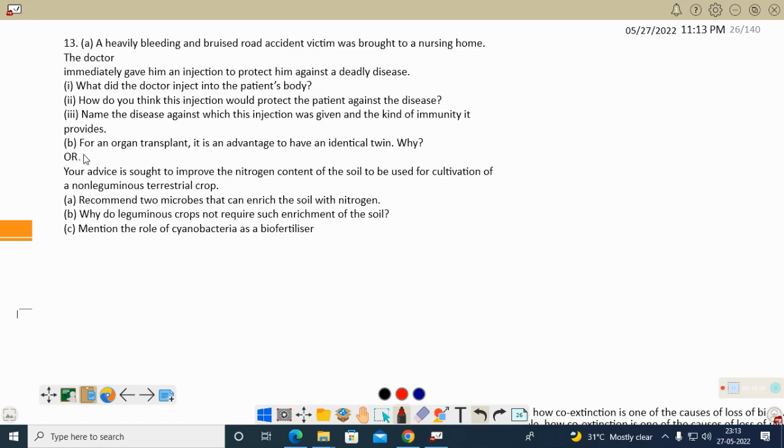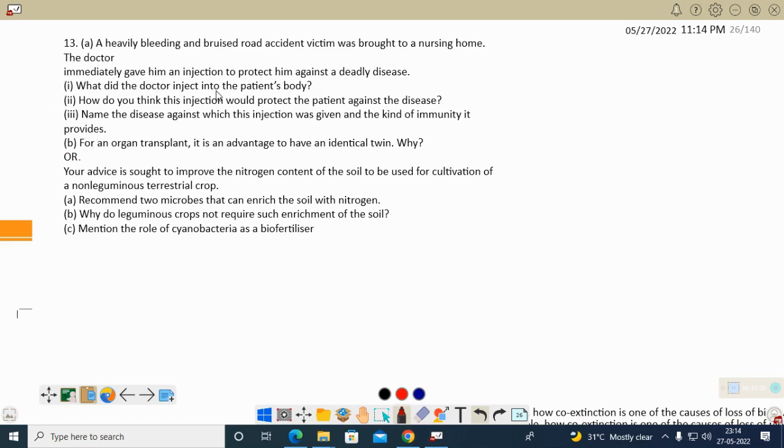So we can say for organ transplant, the identical twin is selected because of their genetic similarity. Because of that, they will be having an isograft. There is a very slight chance of rejection of the organ by cell-mediated immunity. Okay, so this is the way we can answer this question.